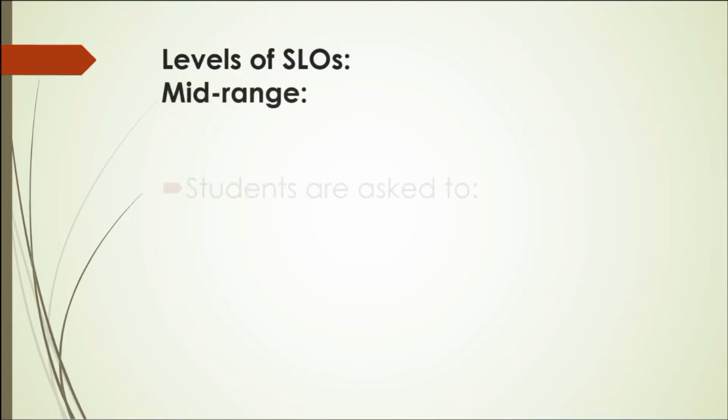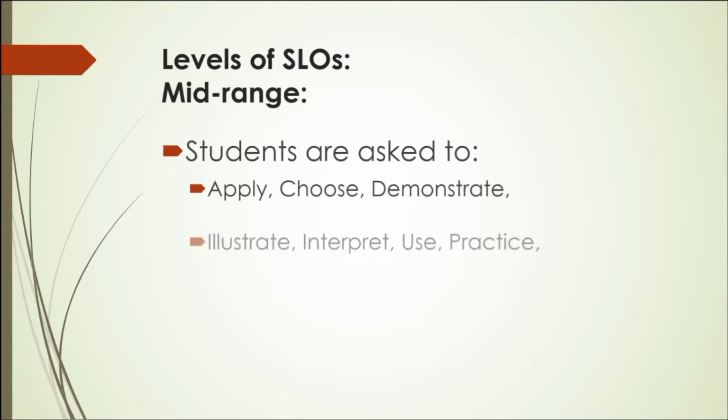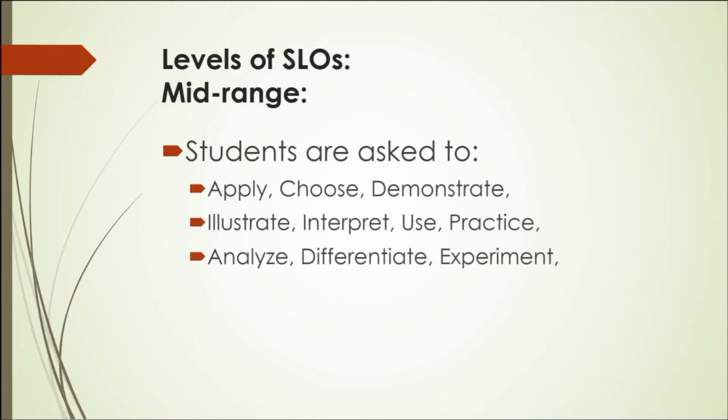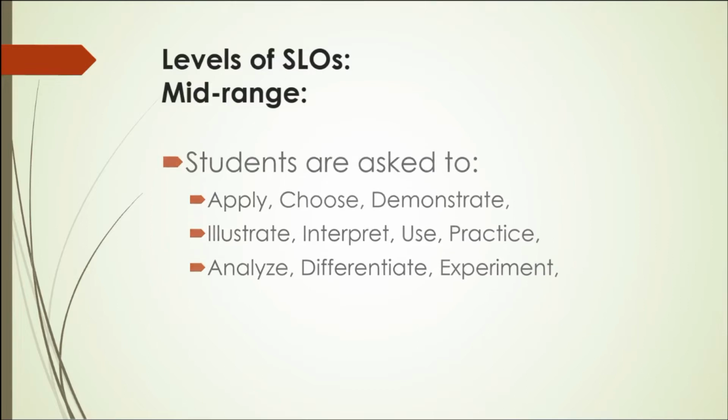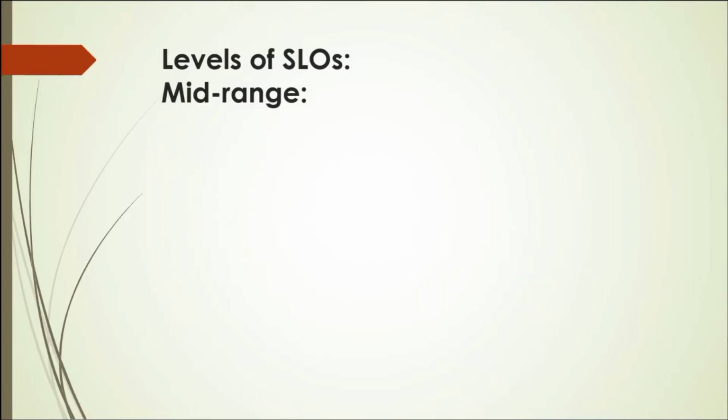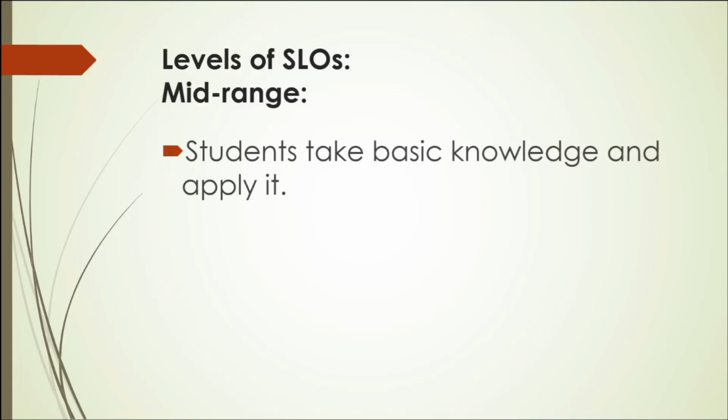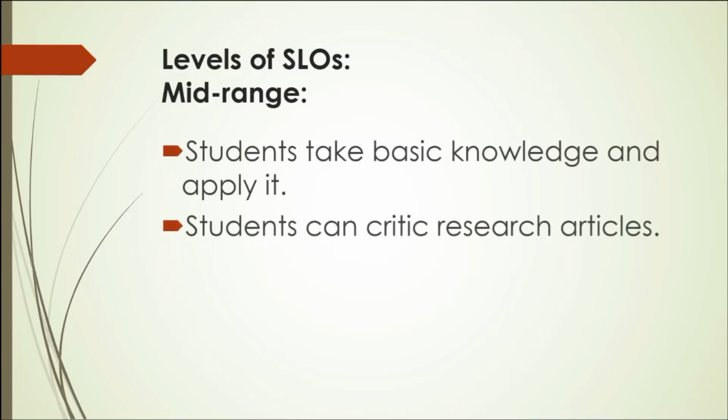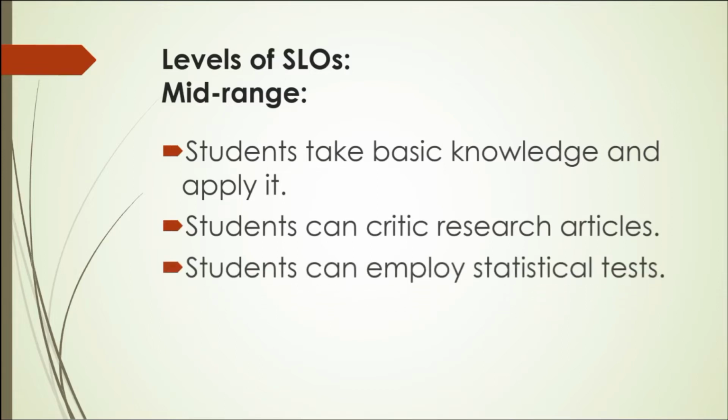Within the mid-range level, students take the basic knowledge of what they learn and apply it. They can be asked to choose, demonstrate, illustrate, interpret, use, practice, analyze, differentiate, or experiment. What this means is that students take basic knowledge, as I said earlier, and then students can critique research articles. Students can also employ statistical tests.